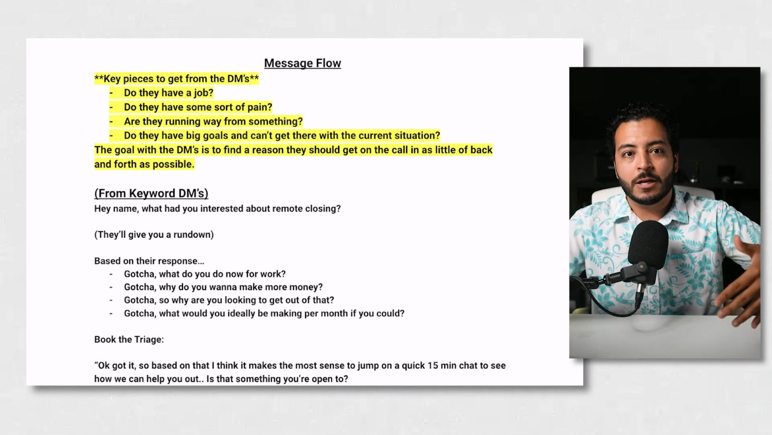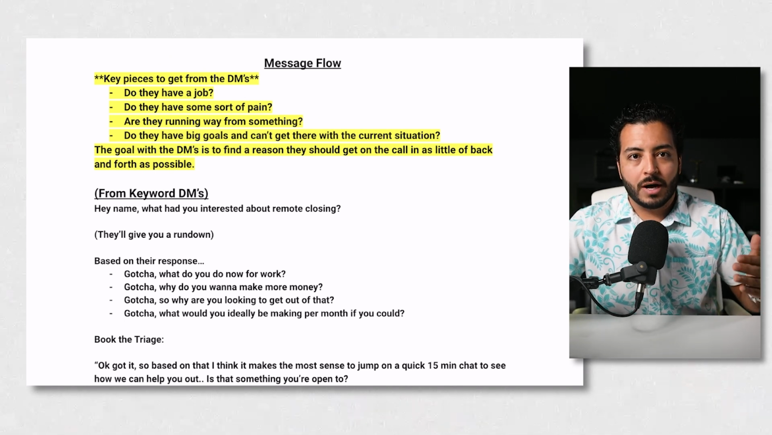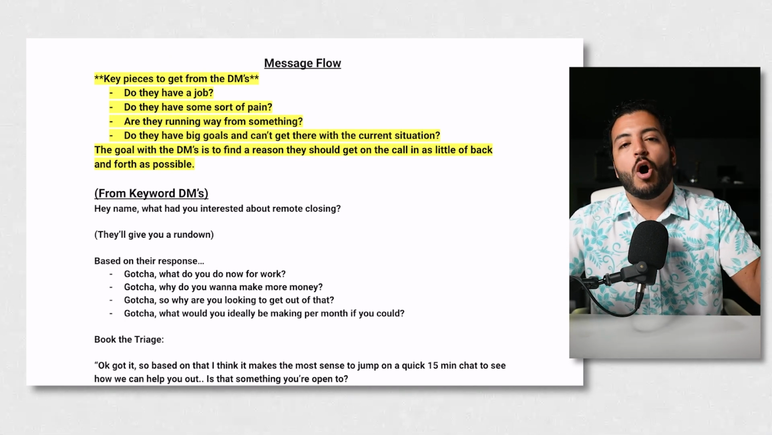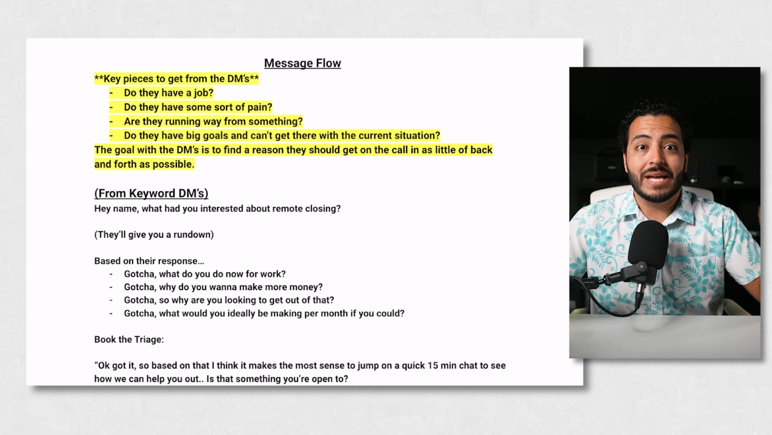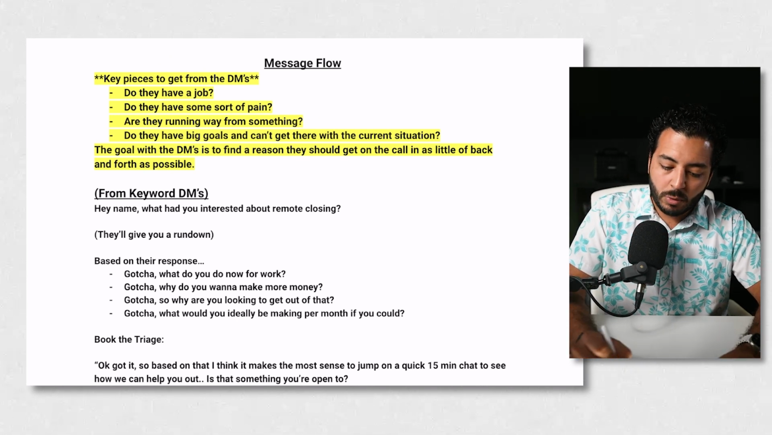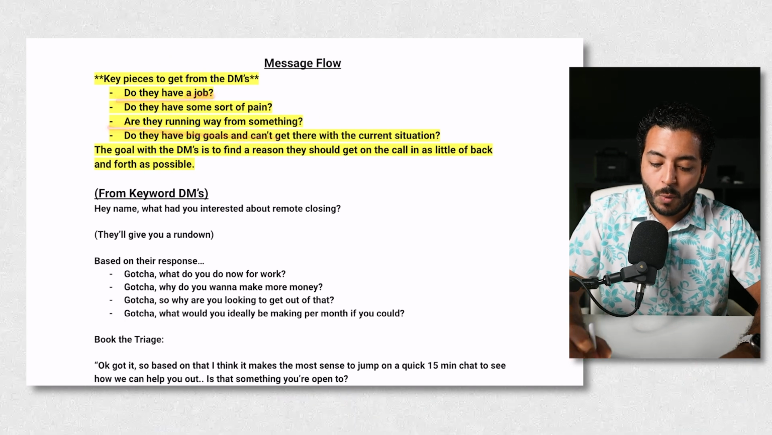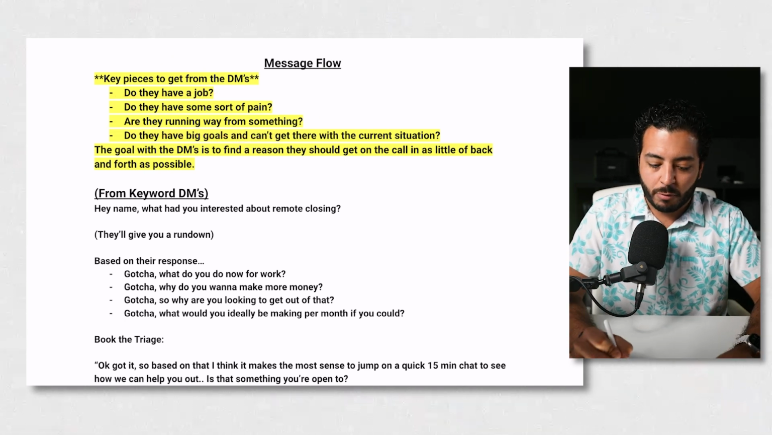Everything after pain is 100% predicated on if they have that pain. So doubt, cost, desire, money, support, trust, all that stuff is predicated on, do they have pain? So you can see here, what we're trying to do is figure out, do they have any sort of pain? Do they have a job? Are they running away from something? That would also be a form of pain.